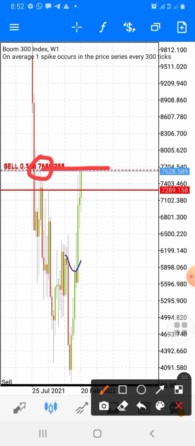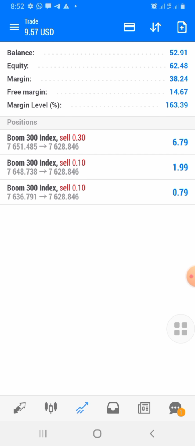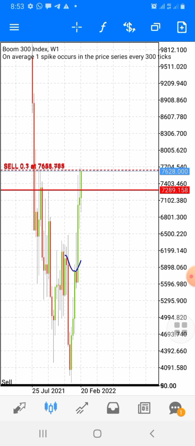So now you see, I over-leverage this account. I over-leverage because I know that this thing will not blow my account. I will make some good profit here.